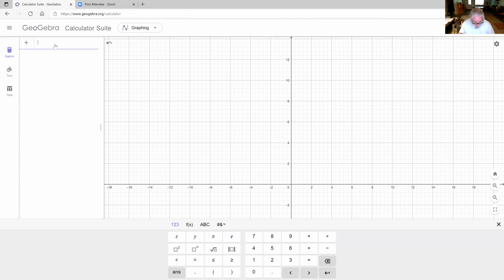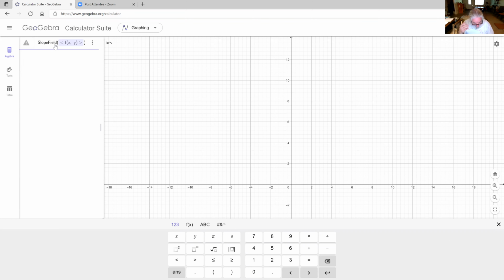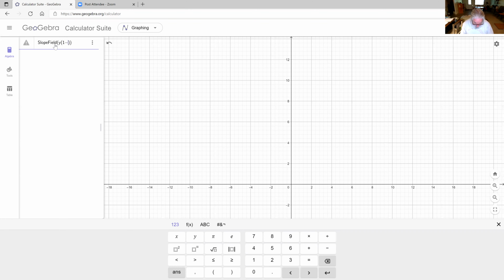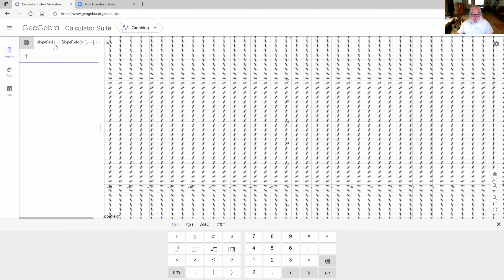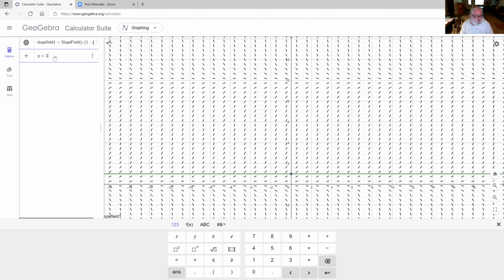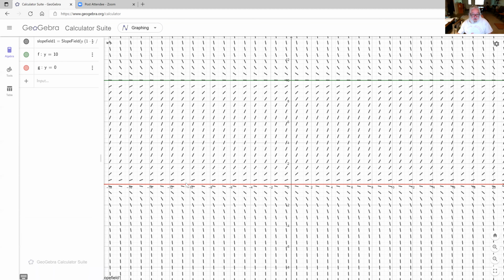So first thing I'm going to do is type in the slope field. And I'm going to set k equal to 1 and n equal to 10. So there's our slope field. Excellent. And we have two equilibria. We know one is at y equals 10, and we know that one is at y equals 0. So there's our two equilibria, y equals 0, y equals 10.